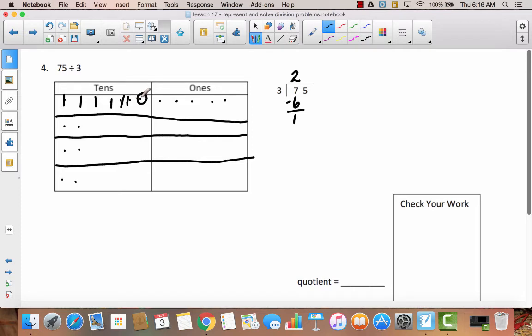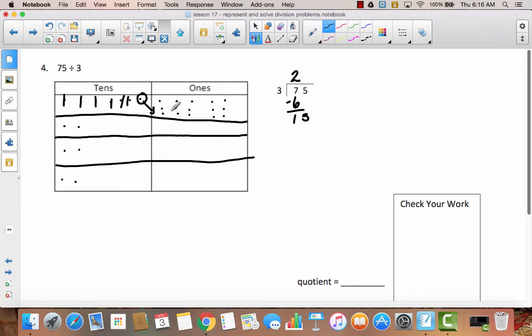So because this is a 10, I can decompose it for 10 ones. So I'm going to add 10 ones. 1, 2, 3, 4, 5, 6, 7, 8, 9, 10. So when I bring down this 5 and add it to the 1, notice now I have 15. Well, how many ones do I have? I have 5, 10, 15. So now I'm ready to divide the ones.